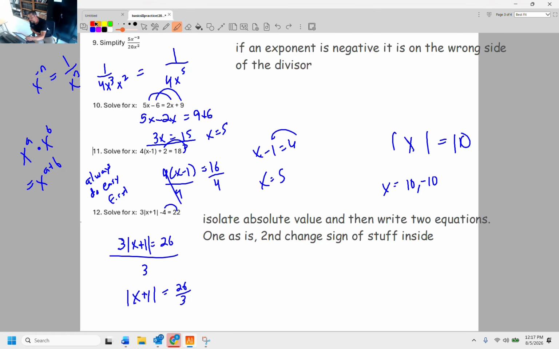Now we're going to write two equations. The first one is as is. X plus 1 is 26 thirds. Or the second one, which is negative x minus 1 equals 26 thirds. You'll notice I changed the sign on the stuff inside. And then we're going to do some math. The opposite of adding is subtracting. So this guy would be 26 thirds minus 1. 1 being 3 thirds. And 26 minus 3 is 23, so 23 thirds is one of my answers. I don't know why it's cutting it off. It's 23 thirds.